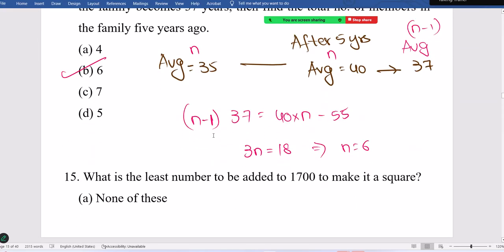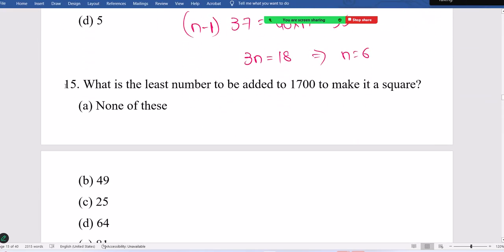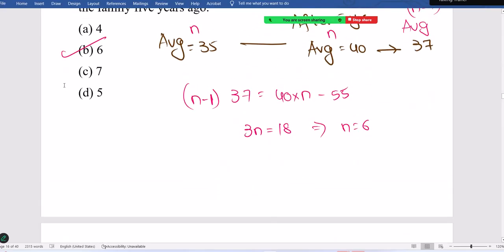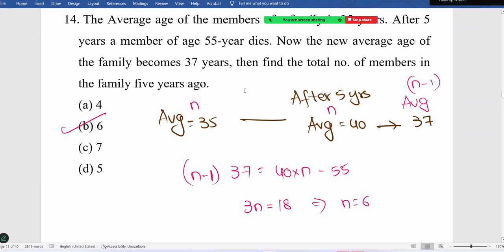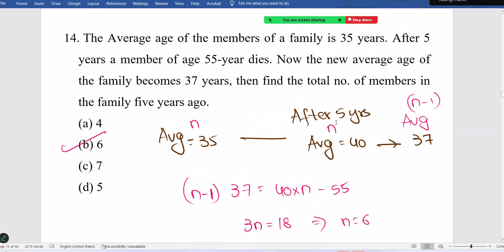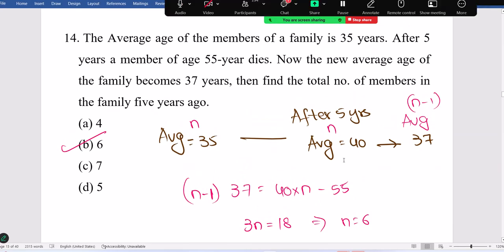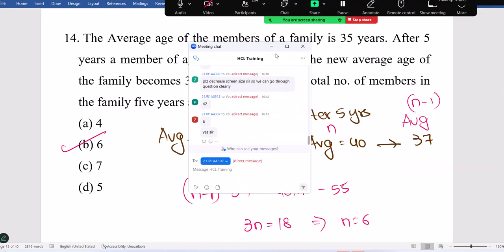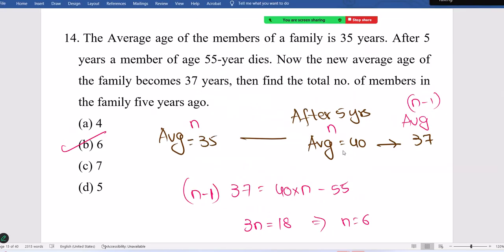Now see the next question related to quant. I hope you understand how that equation is formed. The average is 35 now. After 5 years, a 55-year-old member died, so the average after 5 years is 40. Present average 35; after 2 years the average will be 37, after 3 years 38. Each member's age increases by 5, so the average increases by 5.